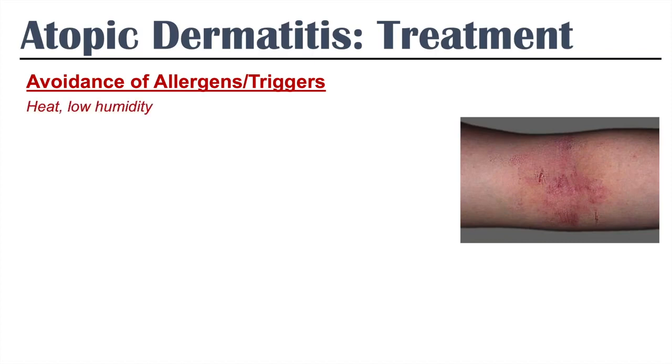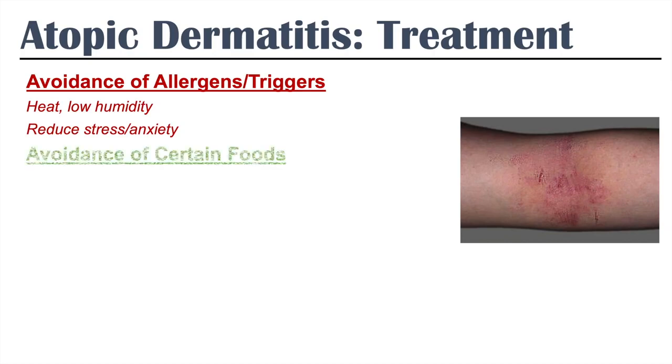These can include heat or low humidity environments. You also want to reduce stress and anxiety. These can be triggers as well. The next thing we want to do is avoid certain foods. So there is some controversy with regards to this. Some clinicians believe that eating certain foods can actually induce or worsen atopic dermatitis. Some clinicians don't think that at all. So there's this question of dairy products specifically. Having dairy in your diet, does this worsen atopic dermatitis?